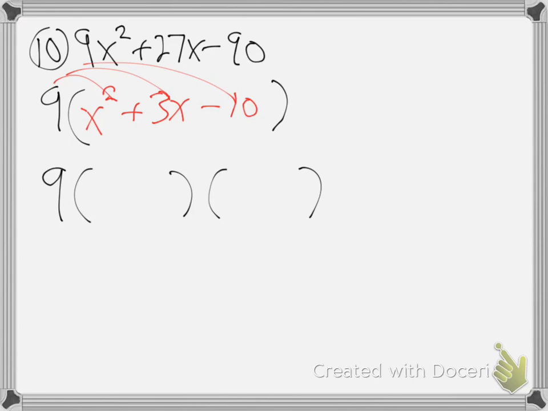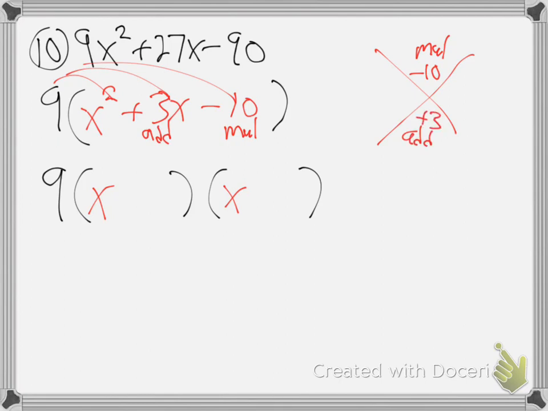With the GCF? Everybody okay with the first step? Now, we're going to put x's in the front. Do the diamond thing. What multiplies to be minus 10 and adds to be plus 3? So what times what is 10? 2 times 5. 5 and 2.